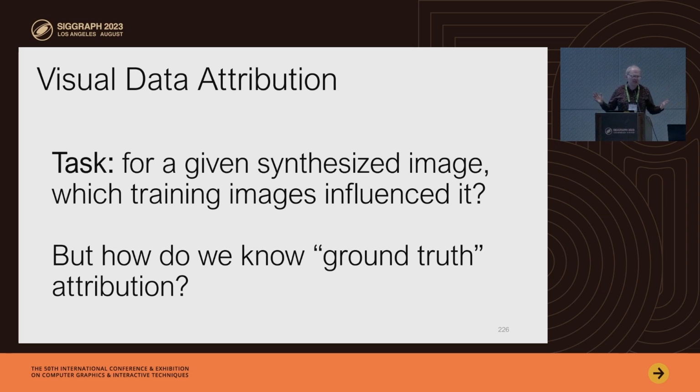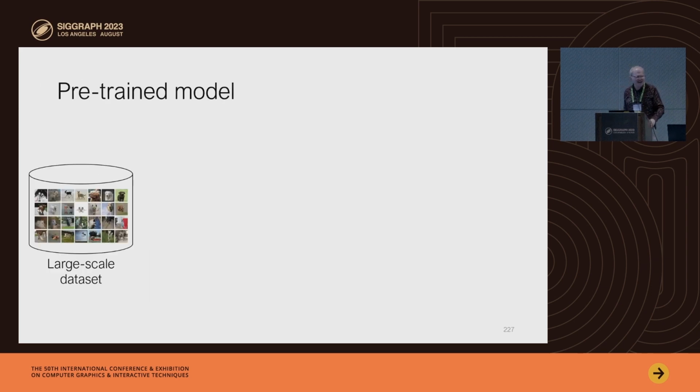Well, the obvious way to do it is you take one image, you retrain your whole model with all the images except that one, and you see if your result got any worse. And if it did get worse, that means that image was responsible. But that's, of course, completely infeasible for a 5 billion image dataset. And so what we did is we actually constructed our own training data.